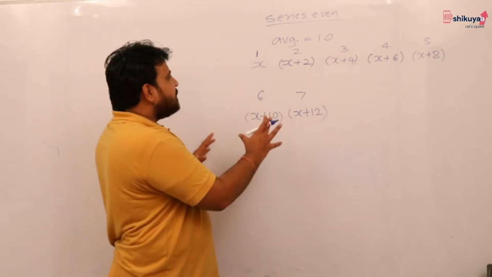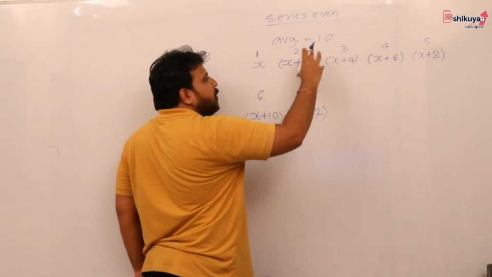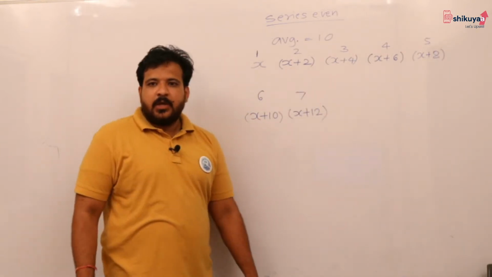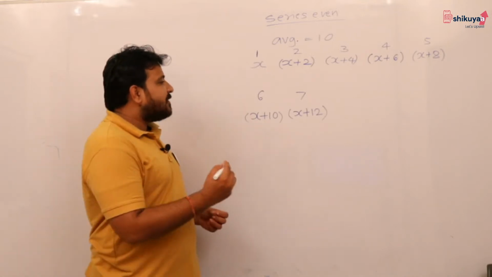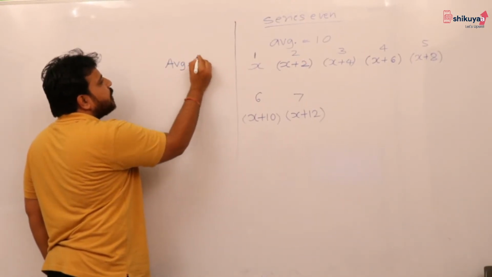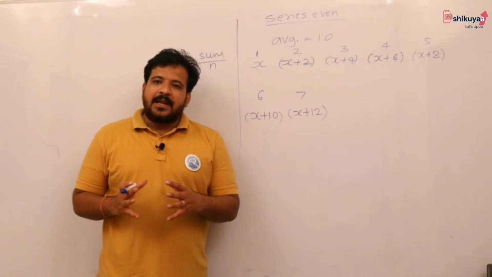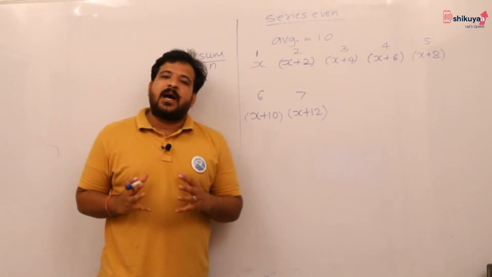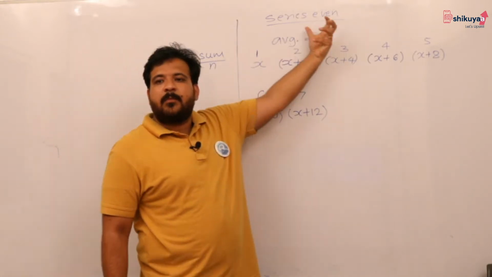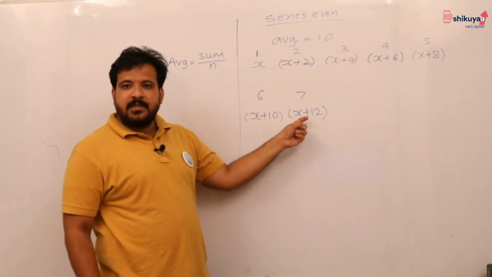So what I have done here is I have assumed the initial term as x, and I have added 2 to every next number, and finally I have reached this. Correct? So what a normal student is going to do is, as we know that the average is always equal to sum of numbers divided by total number of numbers. So what are the 7 consecutive even numbers that we have with us? The first is x, now incremented by 2, incremented by 2, incremented by 2. The series has come to the 7th term, where the 7th number is x plus 12.